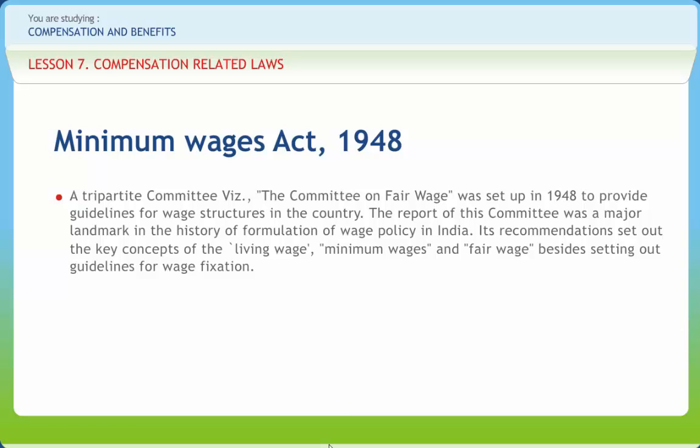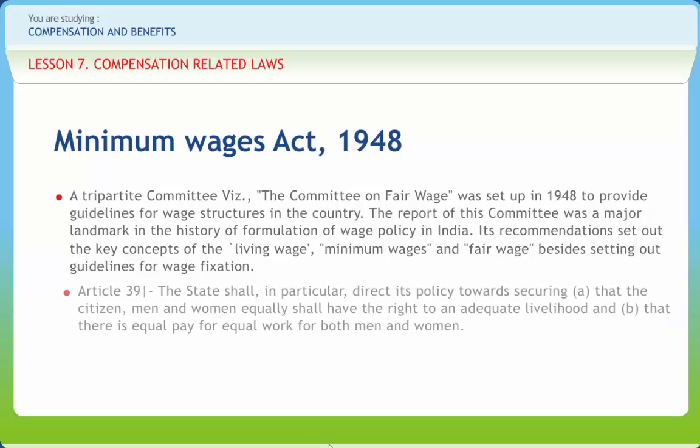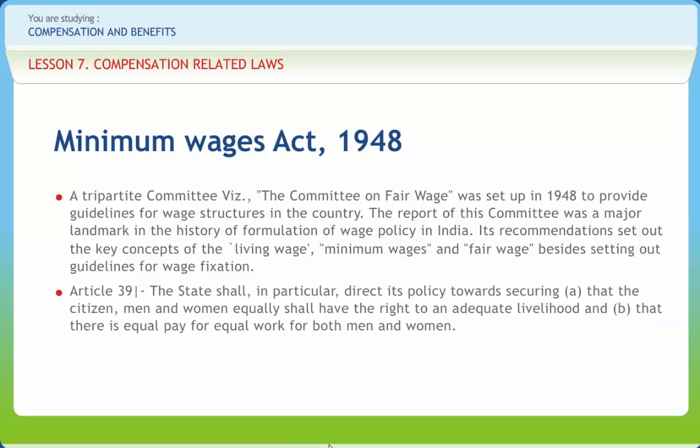Its recommendations set out the key concepts of the living wage, minimum wages, and fair wage, besides setting out guidelines for wage fixation. Article 39: The state shall, in particular, direct its policy towards securing (a) that the citizens, men and women, equally shall have the right to an adequate livelihood, and (b) that there is equal pay for equal work for both men and women.